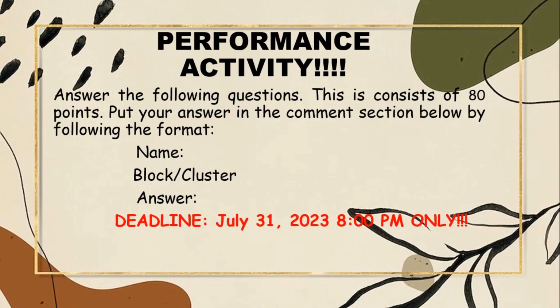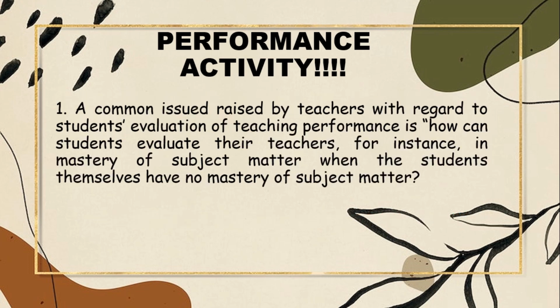So for your performance activity, answer the following questions. This consists of 80 points. Put your answer in the comment section below by following the format. So again, you have to include your name, your block or cluster, and your answer. So the deadline of submission of the performance activity would be on July 31, 2023, 8 p.m. only. So this is the first question.